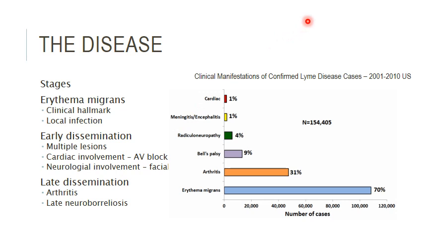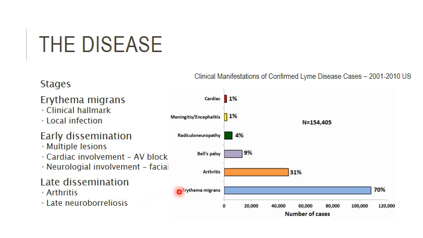Then late dissemination is associated with the arthritis that those moms saw early on in the history of this particular organism, and then late neuroborreliosis. This is where you see significant neural changes, pain, lots of pain, headaches and things like that, changes in the back of the eye, the ability of voluntary movement, things like that, as well as meningitis and encephalitis.